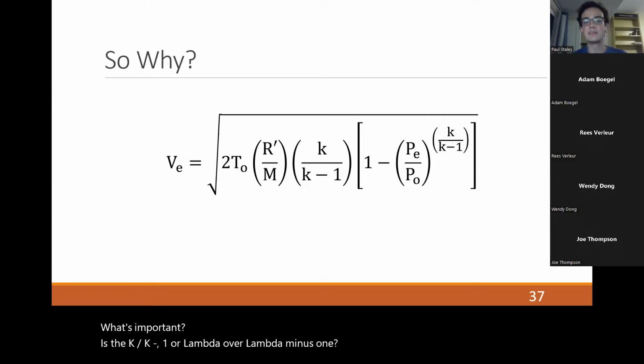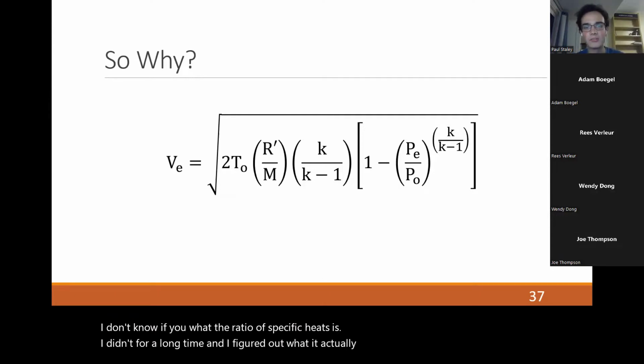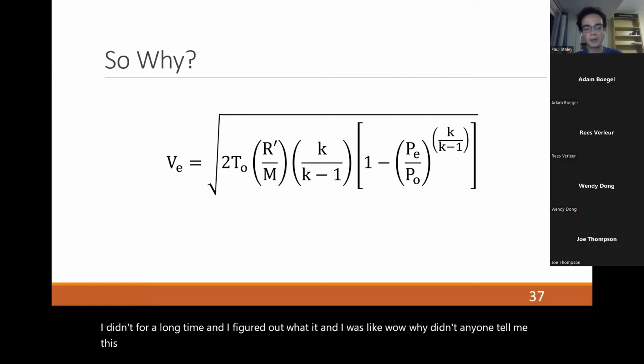And what that is, K is the ratio of specific heats. Now, I don't know if you know what the ratio of specific heats is. I didn't for a long time. And then I figured out what it actually meant. And I was like, oh, wow, why didn't anyone tell me this? So hopefully some of you don't know, and I'll be able to share that with you, because it's actually really simple.